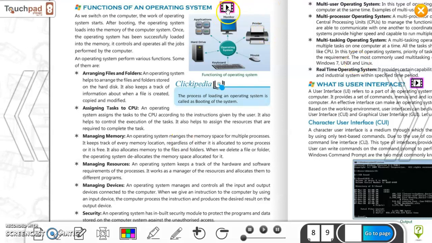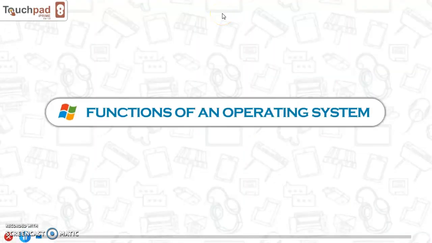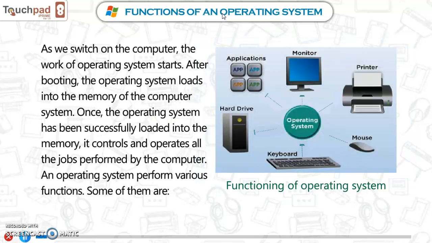Just see with this video. Functions of an operating system. As we switch on the computer, the work of the operating system starts. After booting, the operating system loads into the memory of the computer system. Once the operating system has been successfully loaded into the memory, it controls and operates all the jobs performed by the computer. An operating system performs various functions.